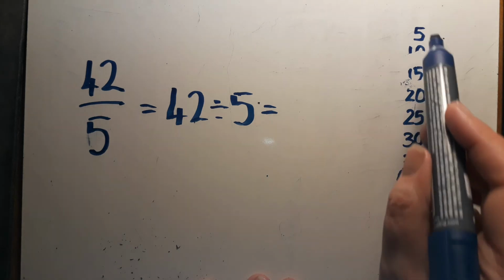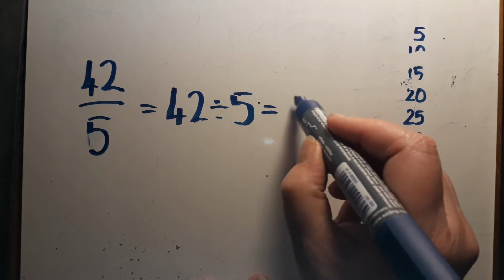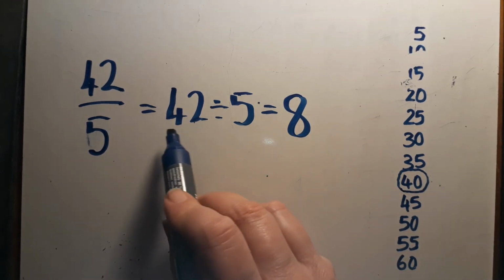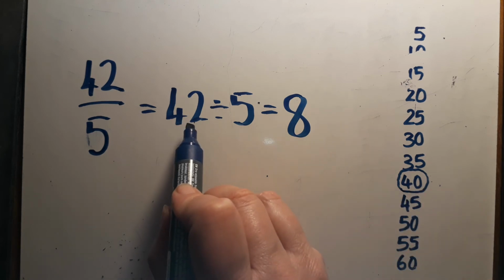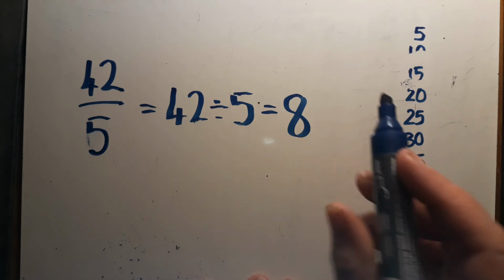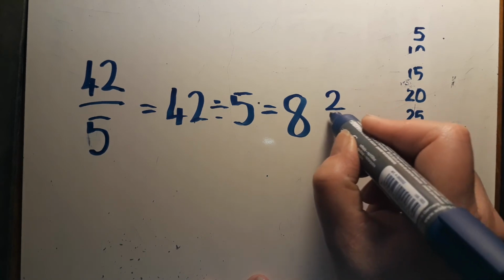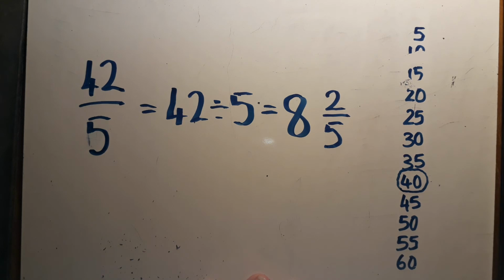And I know that's 1, 2, 3, 6, 7, 8. 8 groups of 5, how many would be left over? So 8 groups of 5 is 40, and the amount we have is 42, so there are 2 left over, and I'm going to write that as a fraction out of 5. So 8 and 2/5.